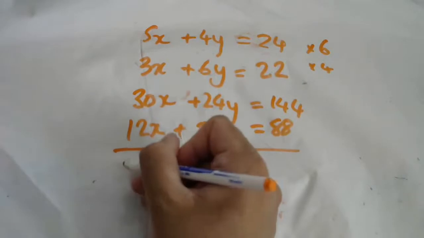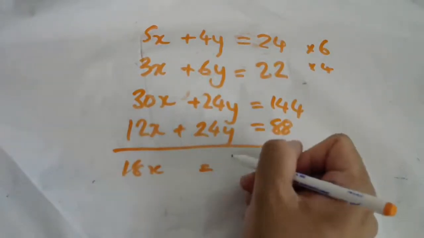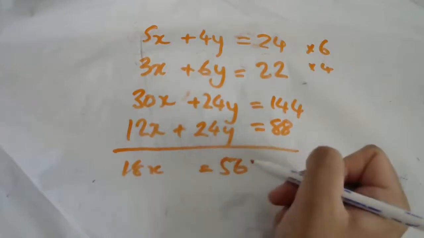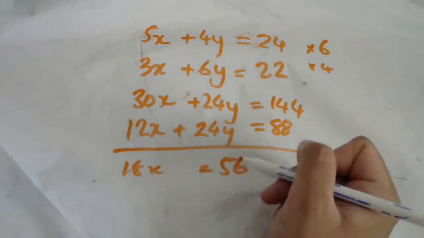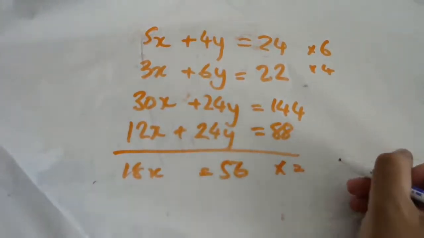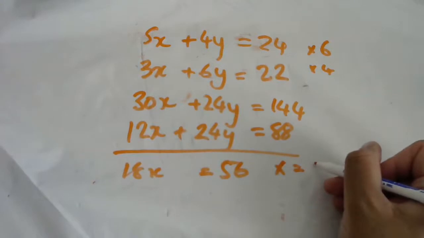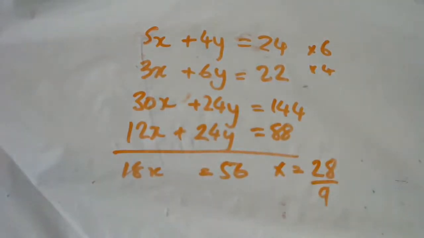What does that give you? Subtraction, 18x. That gives you what? 56? Which almost works, doesn't it? It's almost 3, but it isn't. It isn't 3. So 56 over 18, which quite rightly, Harry's got down to 28 over 9. It's beautiful. All right, cool. So that's that bit done.